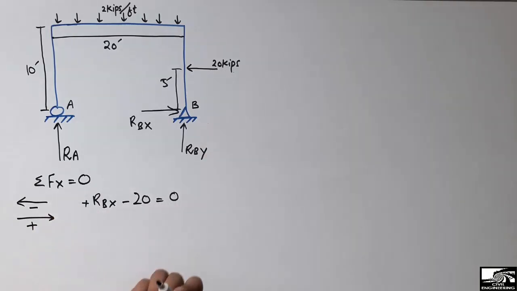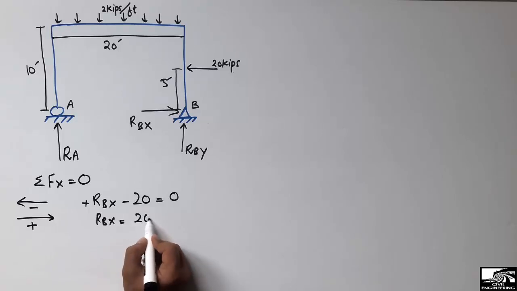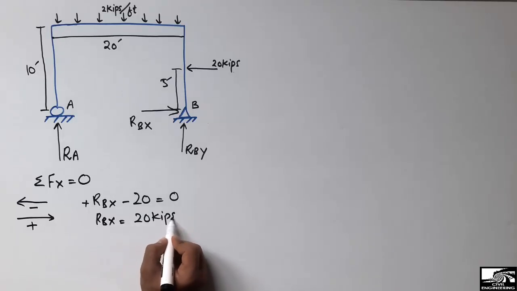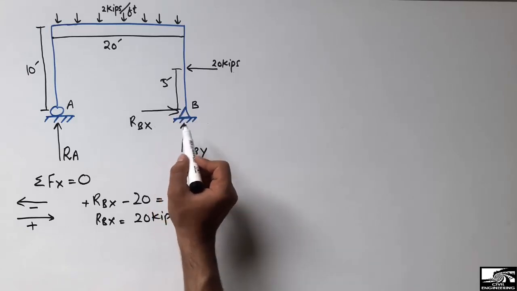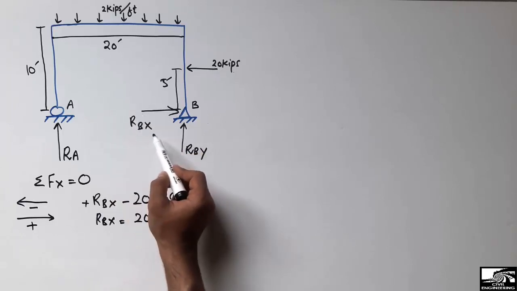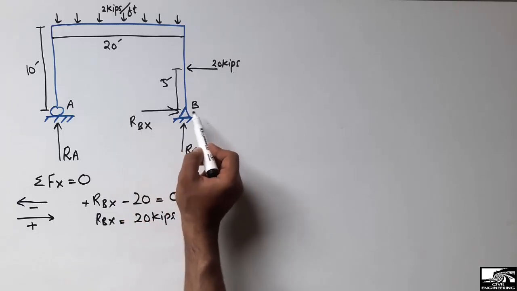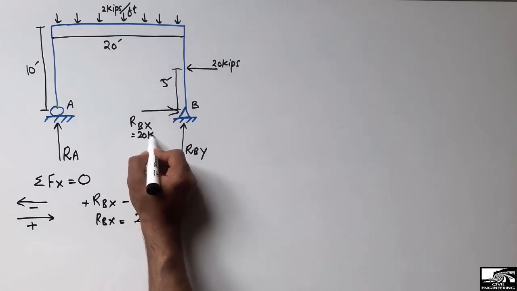Summation of all forces is equal to 0. So RBX comes out to be 20 kg. There is only one horizontal reaction provided by the hinge support, so the 20 kg will be resisted by the horizontal reaction at point B. So RBX is equal to 20 kg.